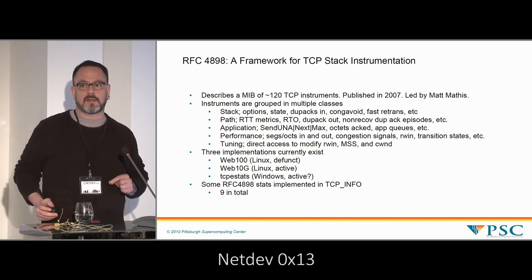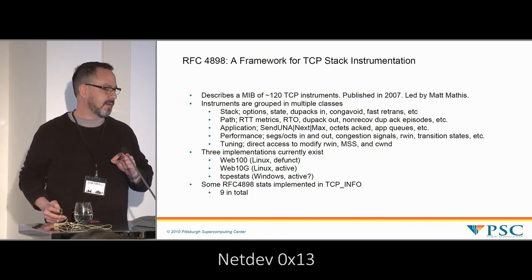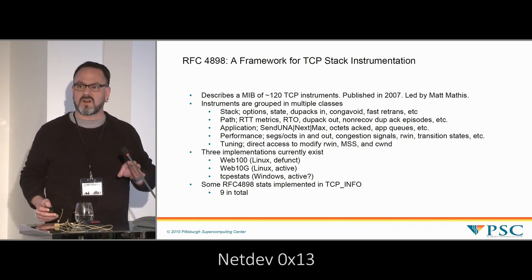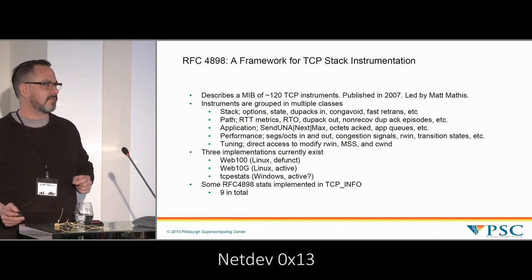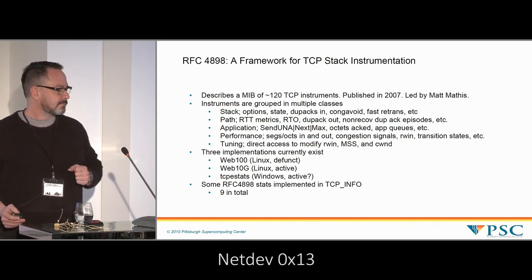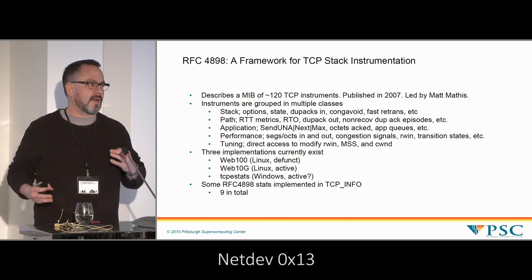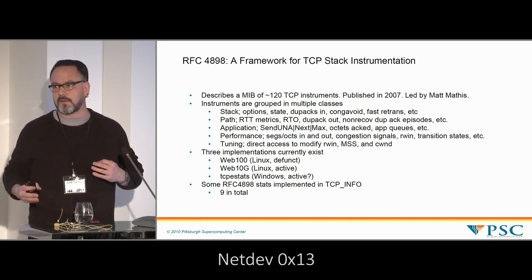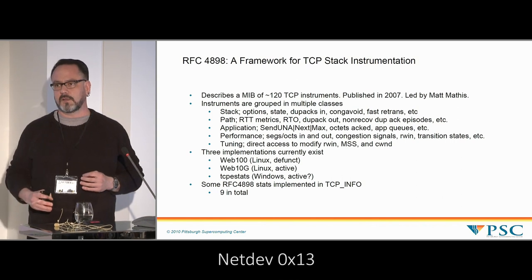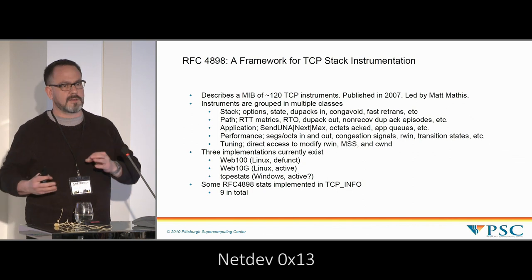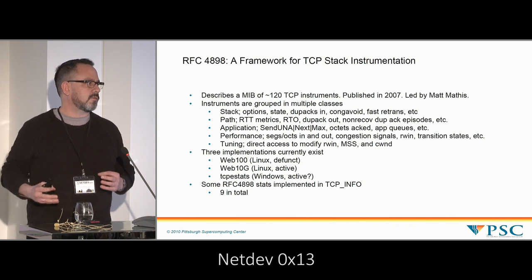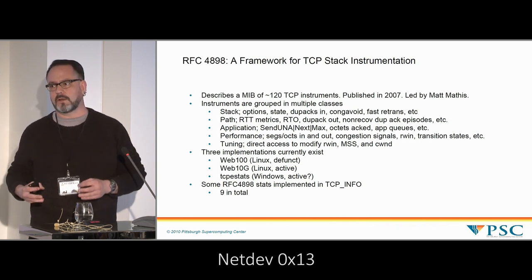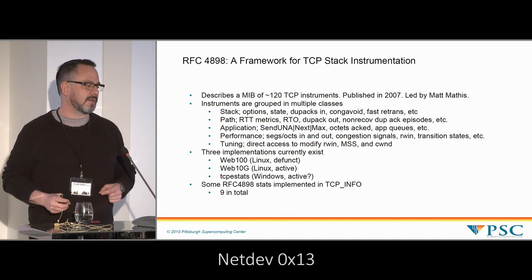4898. Now, RFC 4898 is a MIB of around 120 different TCP instruments that was published around 12 years ago by Matt Mathis, who's currently at Google. This provides a superset of instrumentations that are not found in TCP info. And at the time that we were developing this, TCP info was a relatively bare set of instrumentations within the kernel. And we thought it would be good to have more insight into what we considered to be the black box of the TCP stack.